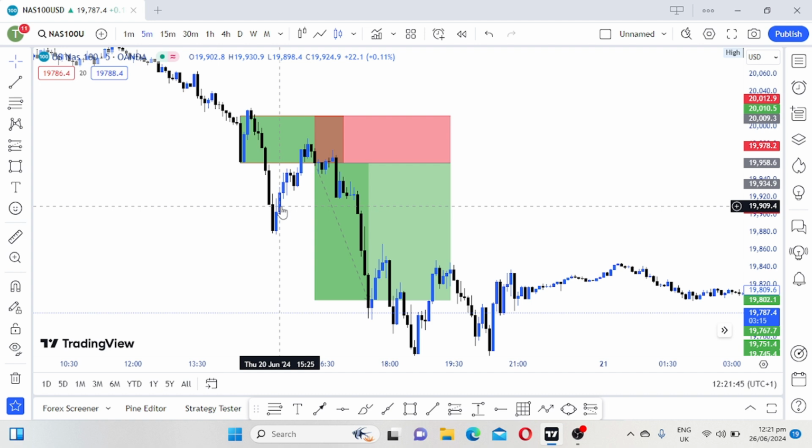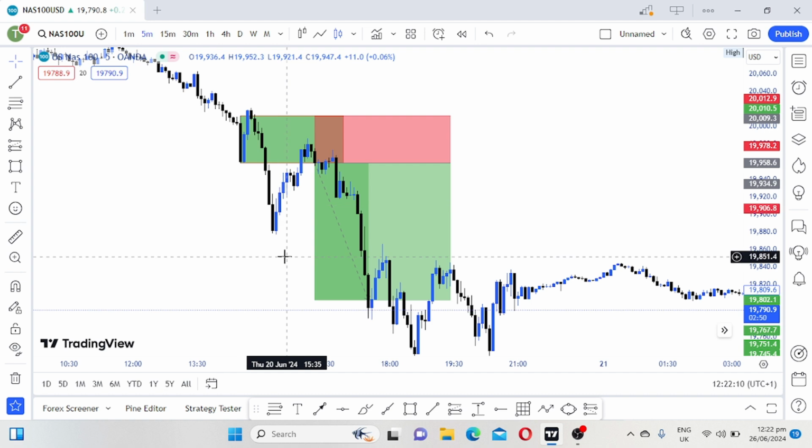As you can see here, find the 1430 candlestick. We did find it here, and we draw a rectangle zone. Then we wait for a breakout. In this case, price did break to the downside, and we wait for price to come back and retest that zone.